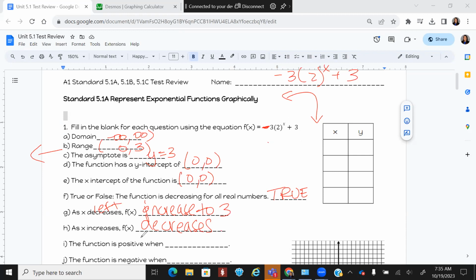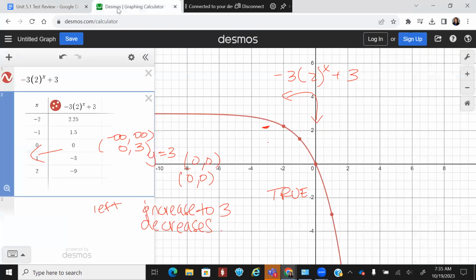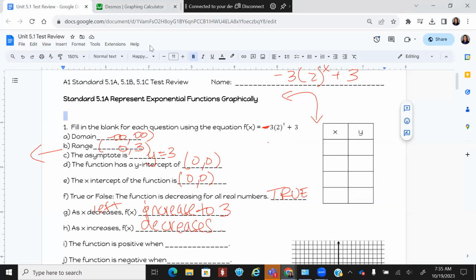Okay, positive and negative. That means that it's above the x-axis and below the x-axis. So positive means we're above. So when is it above the x-axis? Well, when we look here, we see that it's above the x-axis until (0, 0), and then it's below. So using our domain, we're going to say from negative infinity to 0 is when it's positive, and then from 0 to positive infinity is when it's negative.